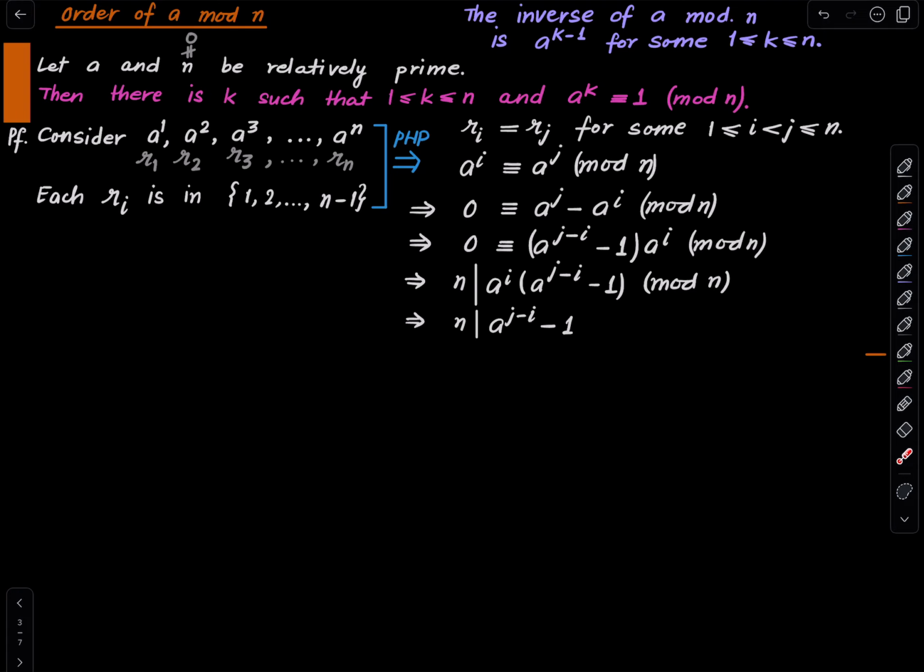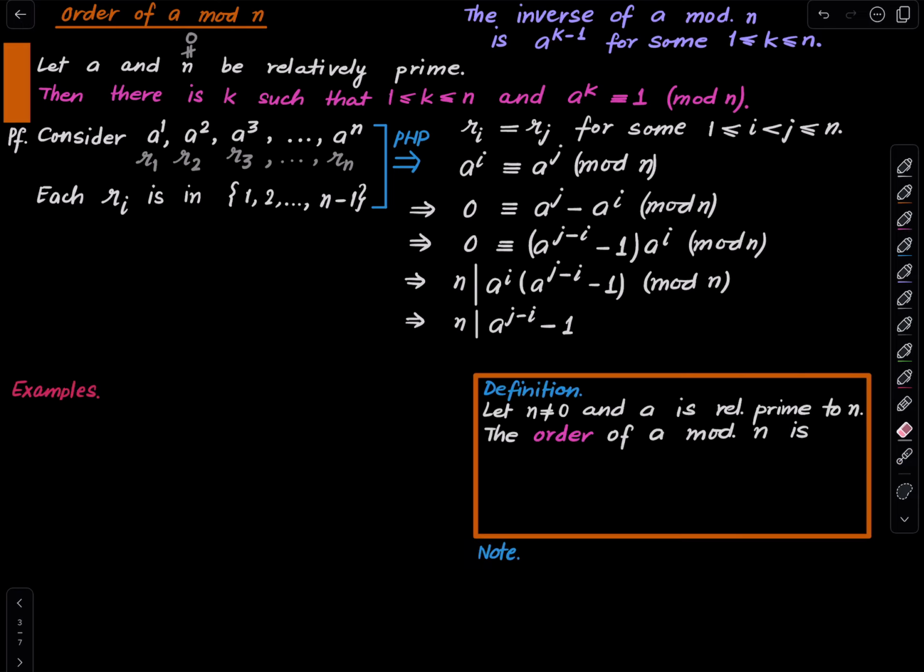Okay, so this calls for a definition now. Once we have this theorem, we have this definition. Fix a non-zero integer n and suppose a is relatively prime to it. Then the order of a modulo n is defined as the smallest positive integer k such that a to the power k is congruent to 1 modulo n.